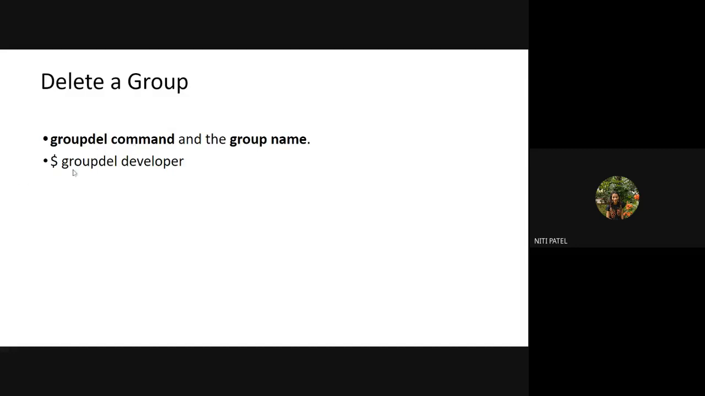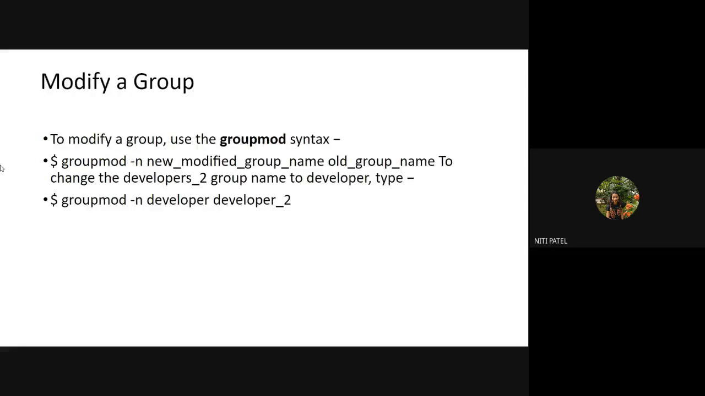So what command will I make use of? For example, now it is $ groupdel developer. Now, why did I use developer and not developer_2? If I use developer_2, it will give me an output that the group does not exist. Why? Because I have renamed developer2 to developer now. So I always have to use the new name whenever I want to delete that particular group.